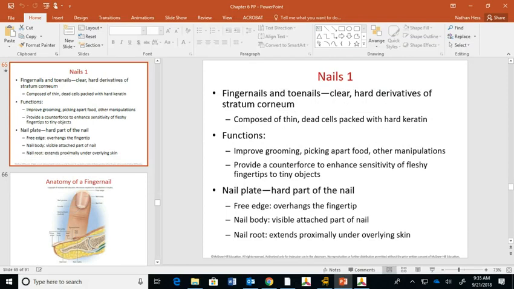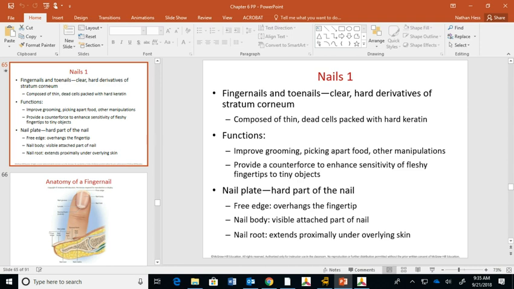I'm going to go reasonably quick because we've got about 10 minutes remaining. Our nails, okay? These are where the stratum corneum, that topmost layer, becomes hardened even more with keratin, okay? What's the functions? Like, why do we need nails?